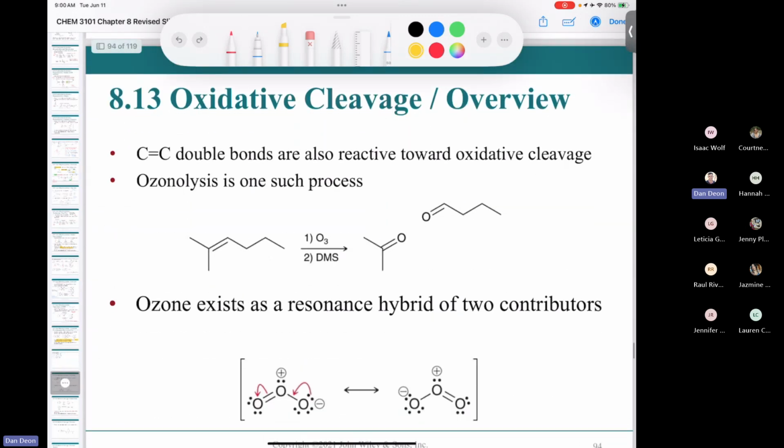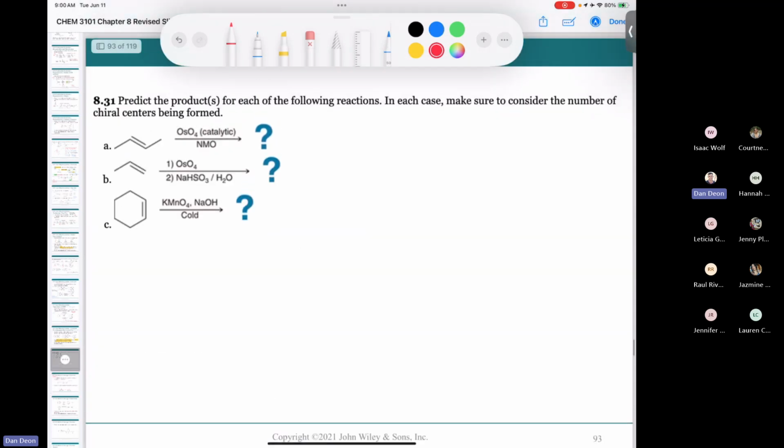And after that, we're going to look at, I promise, this is the very last reaction, okay? The last one in the entire chapter is the oxidative cleavage reaction, which we sometimes call ozonolysis, okay? Because it's the only type of oxidative cleavage that we look at in this class. But we're going to start with this one when we come back from our break.